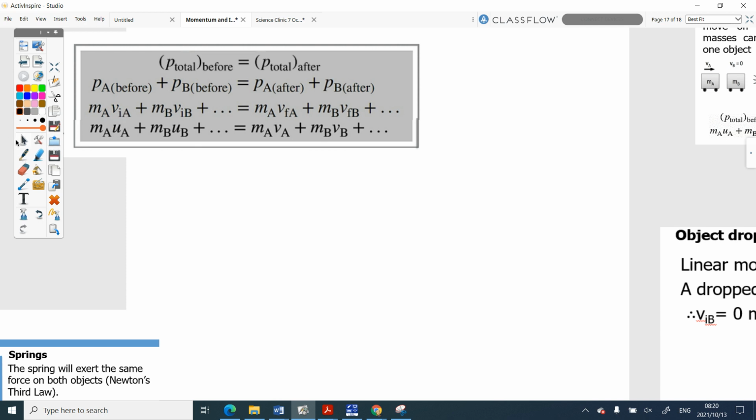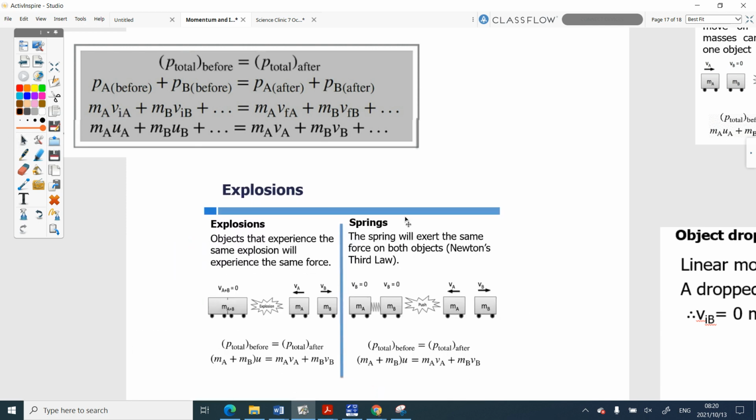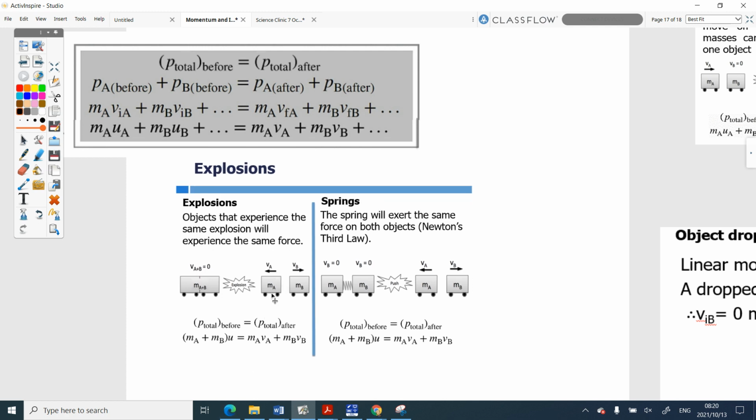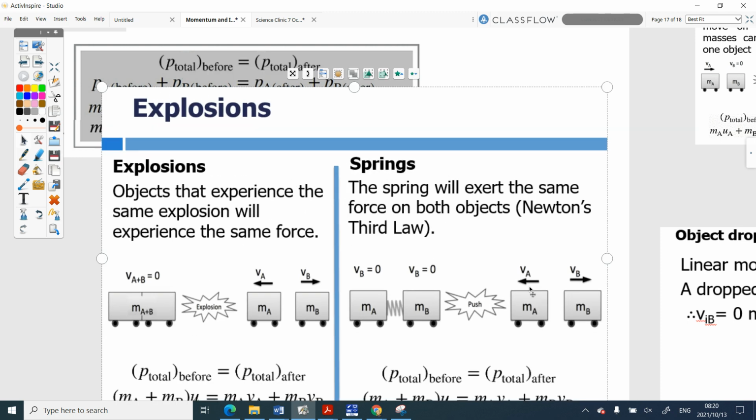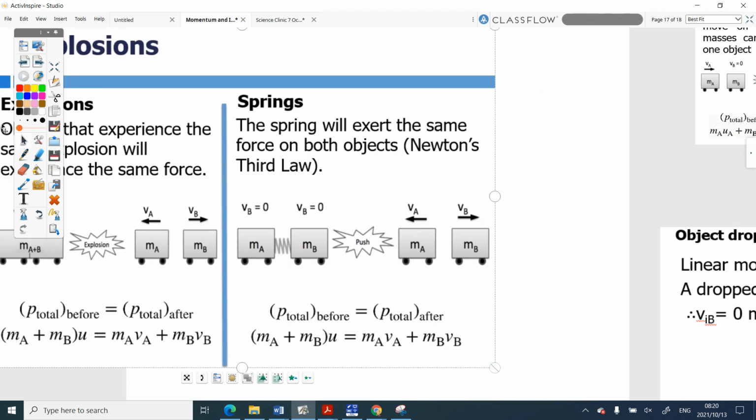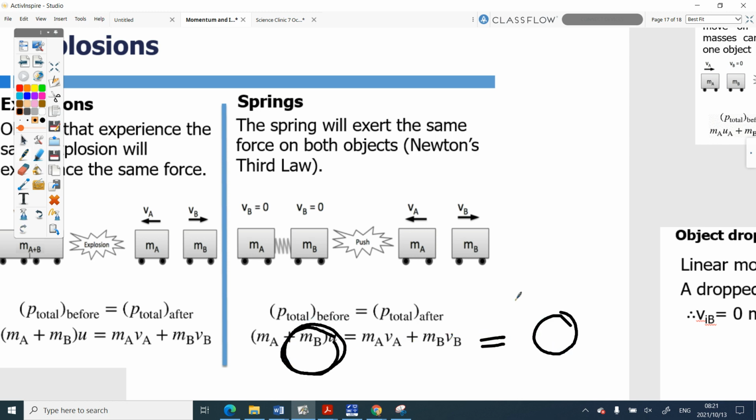So the explosions are not always that clear to see. So if it's for an explosion, two masses like this, they must tell you it's a bomb. But often this is the type of one that people miss. When you have springs, guys, I'll share the science clinic notes with you, because the diagrams are really very much a summary, so it's nice. If the velocity in the beginning is zero, so that means all of this becomes zero, then this is also going to be zero.